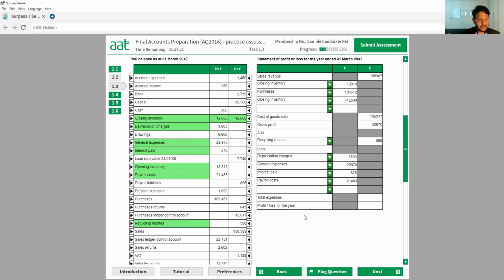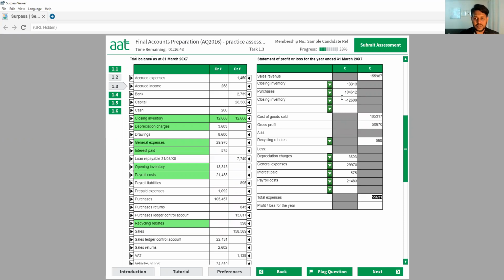All right, so the next thing here is to find the total expense. If we add all of this, the total expense is 55,631. And now I have to find the profit or loss. So we have a gross profit that is 50,670. We add 598, then minus 55,631.